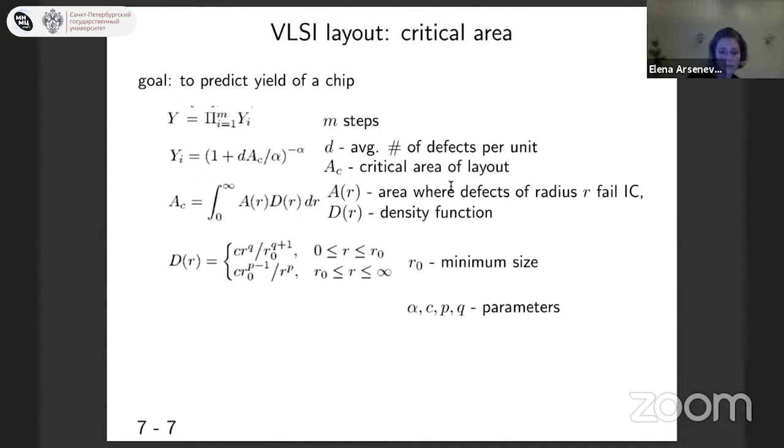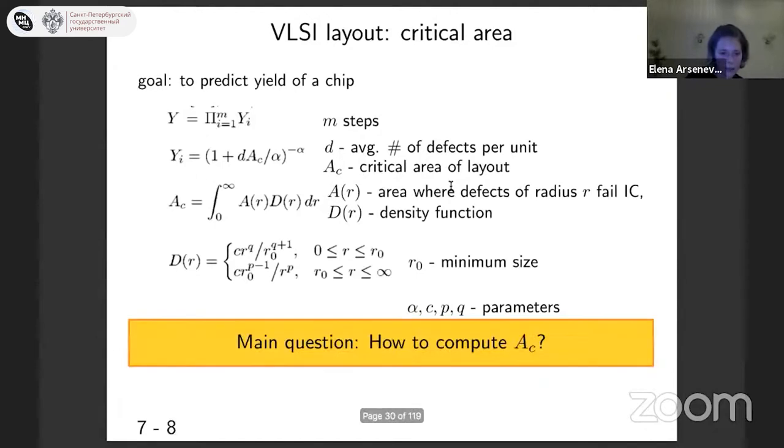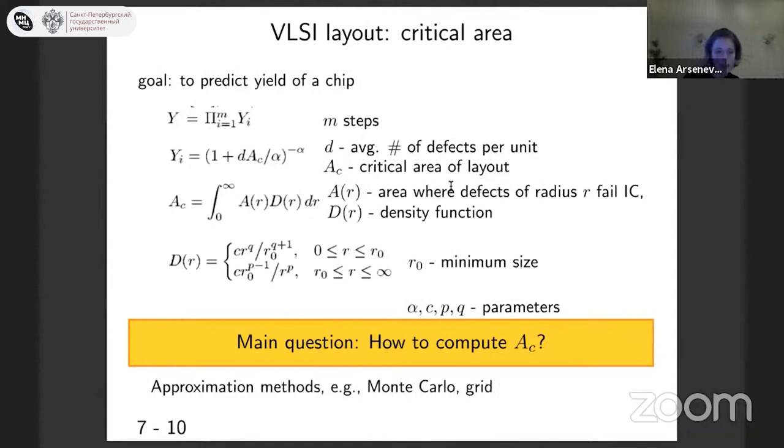So basically, the bottleneck here, if you want to predict yield as it depends on how you draw your VLSI layout, is to calculate the critical area. This is the main question. And for a long time in the industry, approximate methods were used.